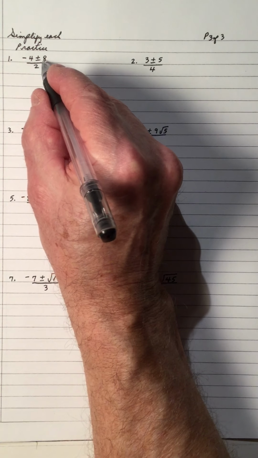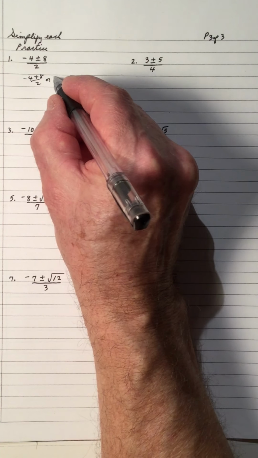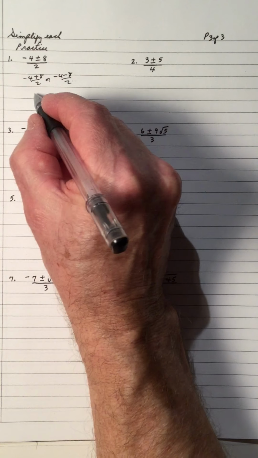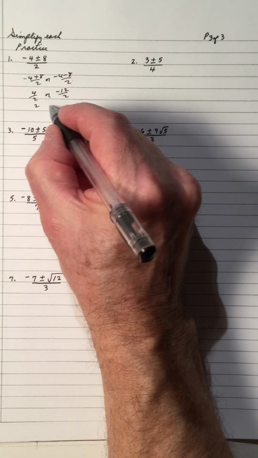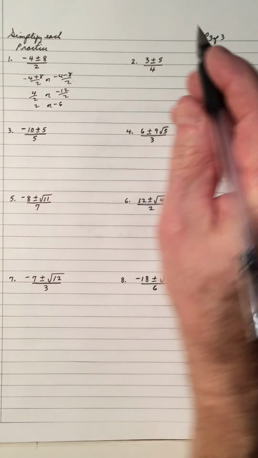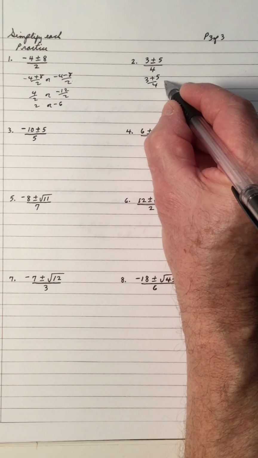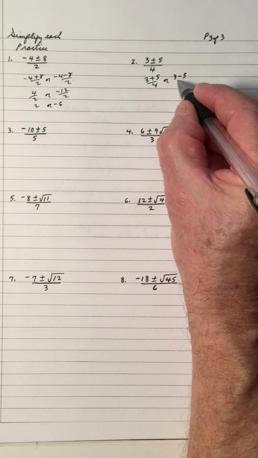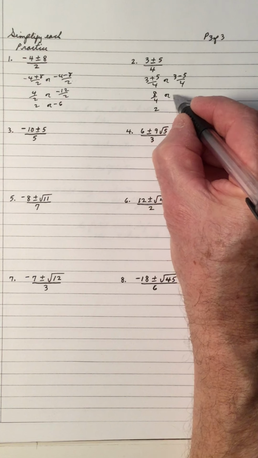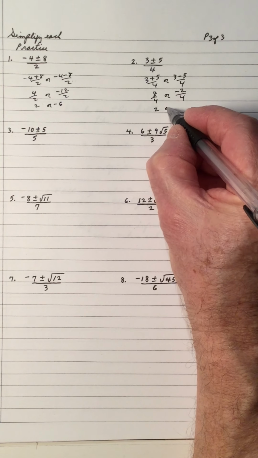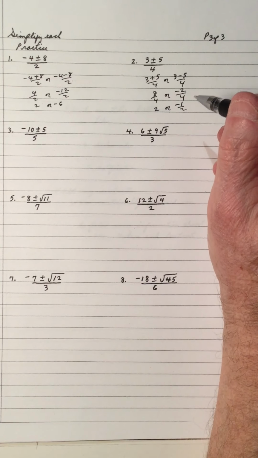So here we go. Can we add these or subtract them? Yes. So negative 4 plus 8 over 2, or negative 4 minus 8 over 2. So that's 4 over 2, which is 2. Negative 12 divided by 2, which is negative 6. Can we add and subtract these? Yes. So that's 3 plus 5 over 4, or 3 minus 5 over 4. That's 8 over 4. That becomes 2. And that's a negative 2 over 4, which reduces to negative 1 over 2. So notice the plus minus gives you two answers.